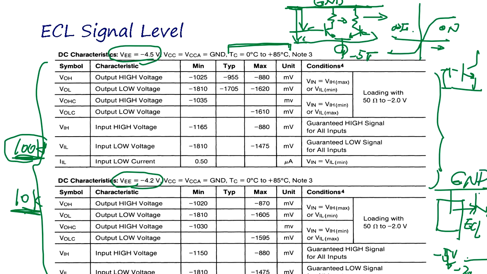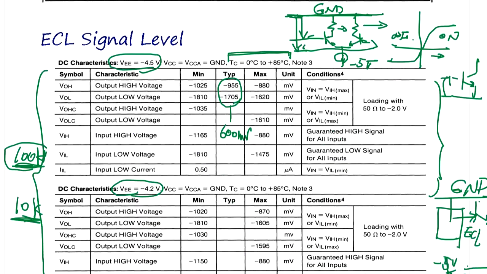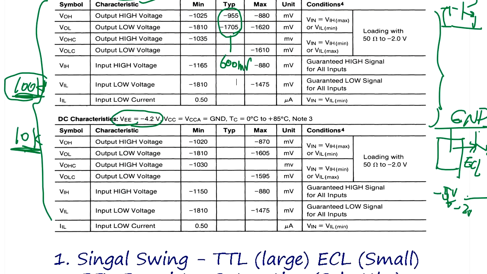So ECL is something very difficult to use, but it's still used because if you look at the high and low, it's only 600 millivolts. The TTL voltage swing is 3 volts. ECL is only 600 millivolts, a very low swing, and this is one of the big reasons why ECL is fast switching logic. So for signal swing, TTL is large, ECL is very small.